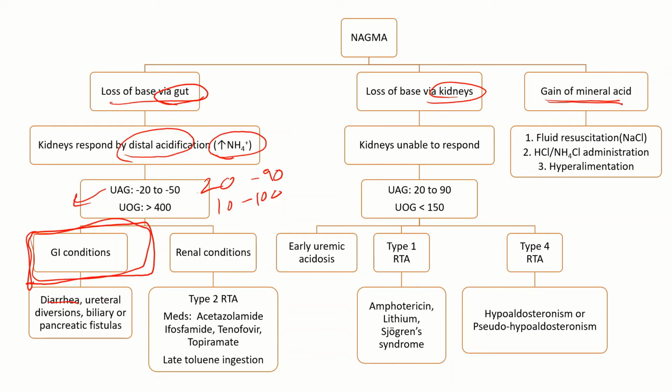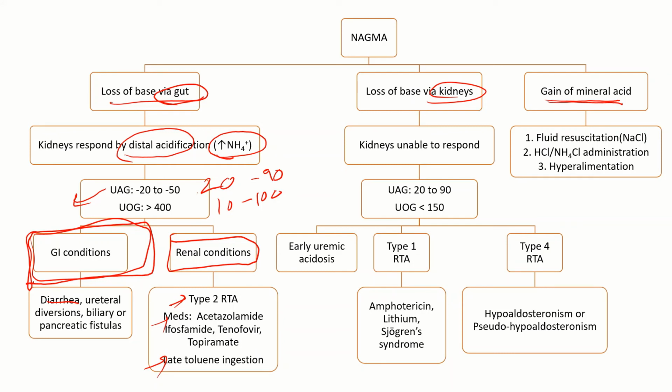This can be in the form of diarrhea, ureteral diversion, biliary and pancreatic fistulas, and there is a condition that is a subsection of this, because the mechanism is the same as in the gut. Although the kidneys are involved, distal acidification is intact, and the various causes could be type 2 RTAs, some meds, and late toluene ingestion. So again, although kidneys are involved, distal acidification is intact, that's why I'm discussing it under this category.